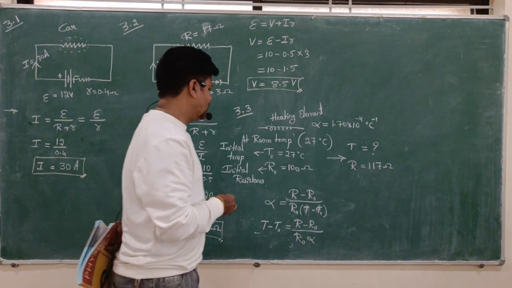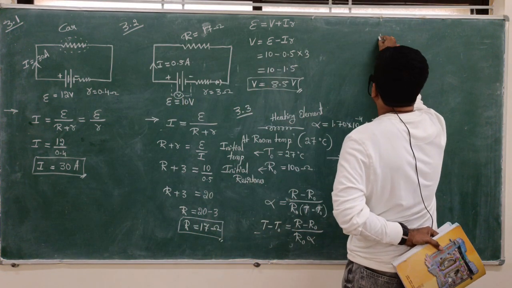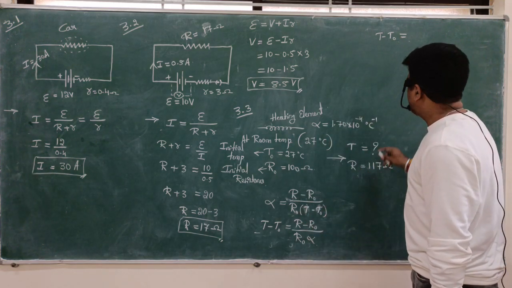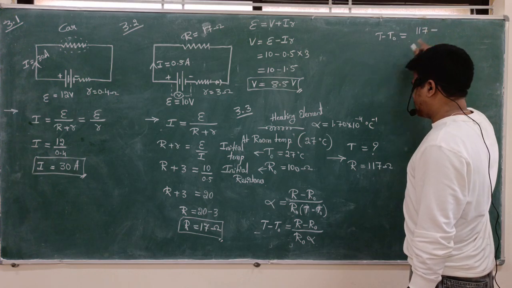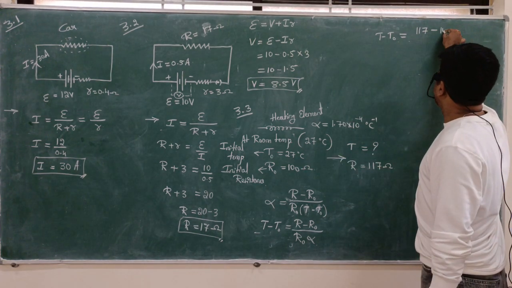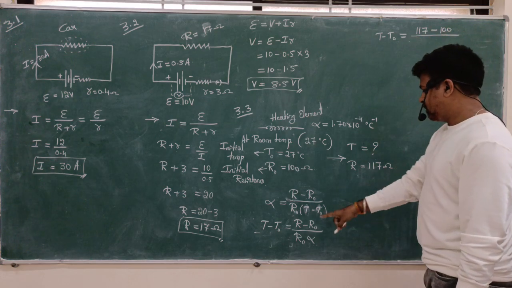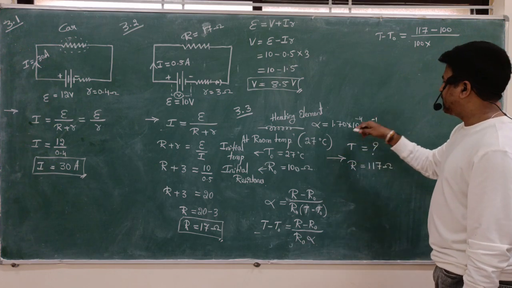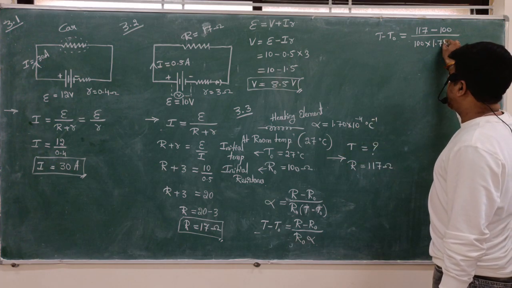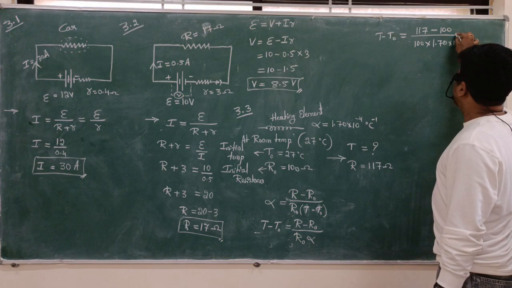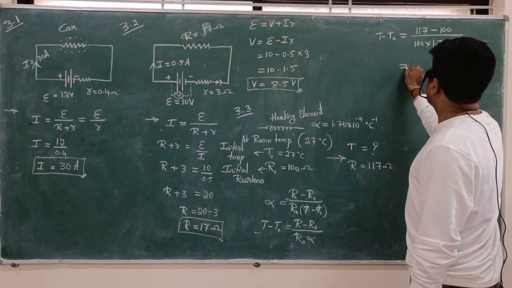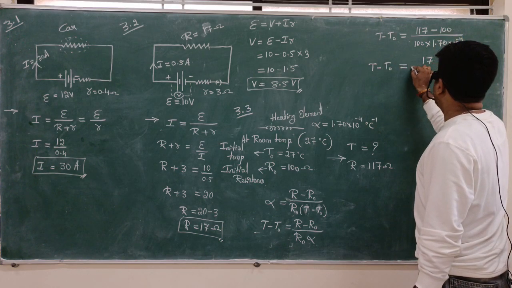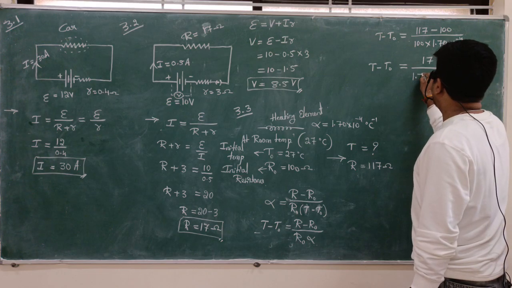So they have given the values. T minus T naught is equal to, what is the value of R? The R value is 117 minus the R naught value, 100, divided by the value of R naught, which is 100, into the value of alpha, which is 1.70 into 10 to the power -4. So if we calculate, T minus T naught becomes 17 divided by 1.70.